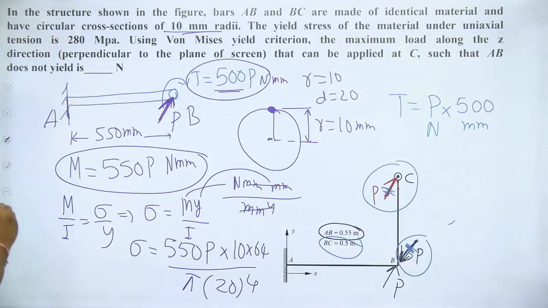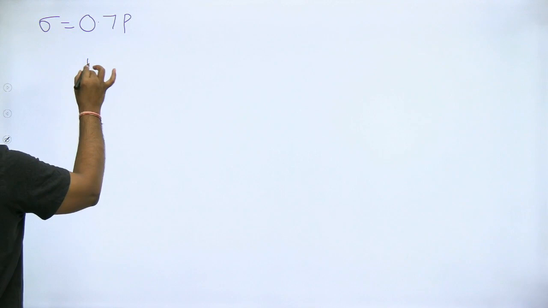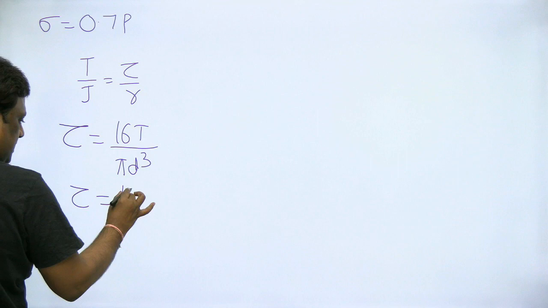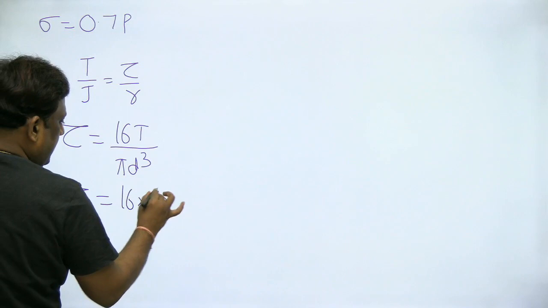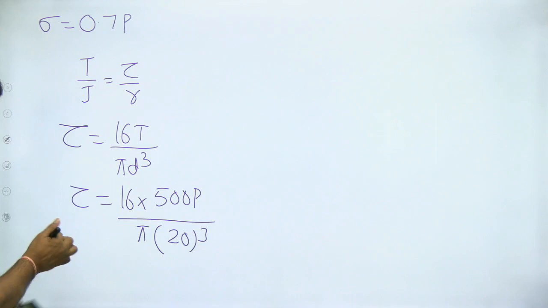Now let's calculate the maximum shear stress due to this torque. T is 500 P. T by J is equal to tau by R, so tau max is given by 16 T by pi D cube. You know it very well. So 16 into T, which is 500 P, by pi into diameter 20 cube. Let me check the diameter once. Yes, 20, no problem at all.